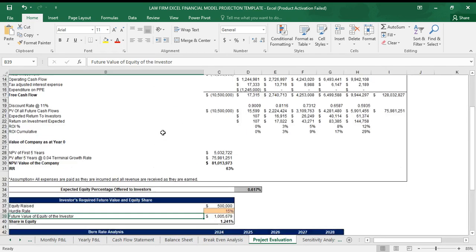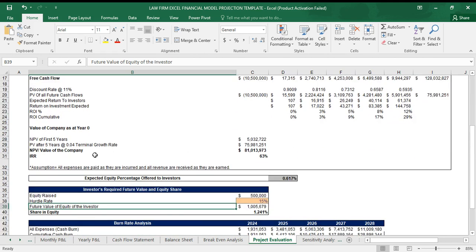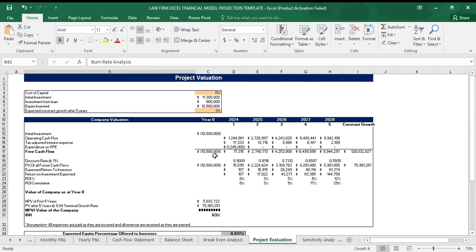This is another template. This is the project valuation template where we have calculated the NPV, IRR, and the payback period of the company. We have also included burn rate analysis and investment required analysis.